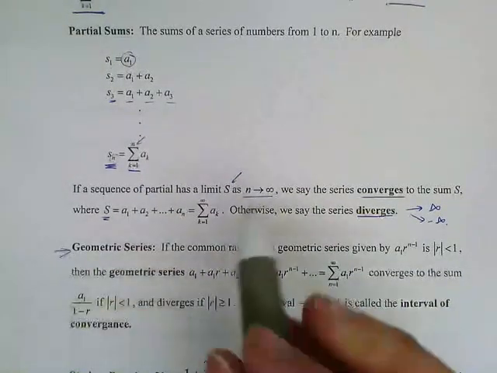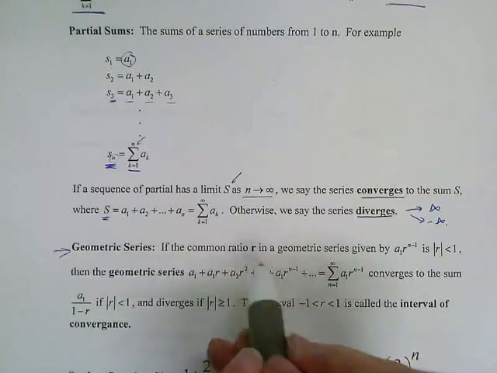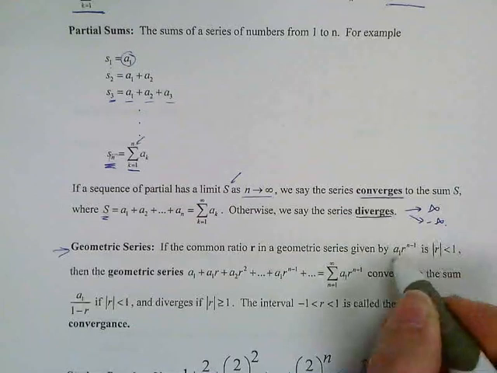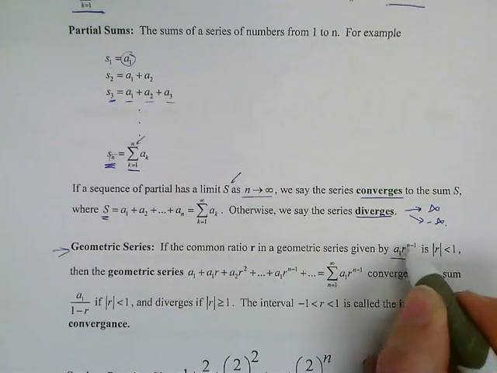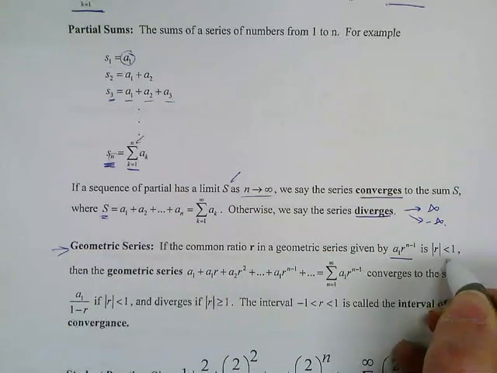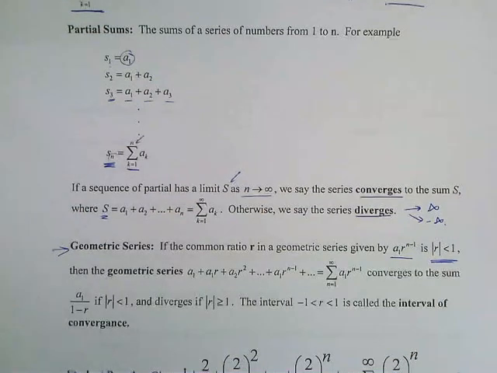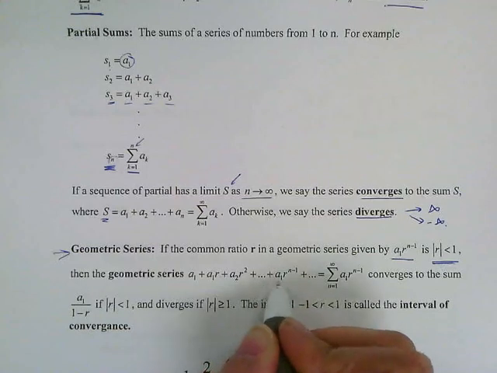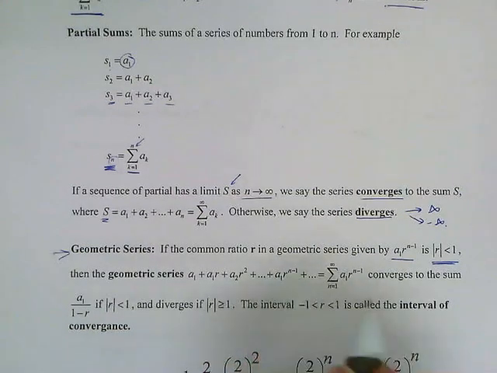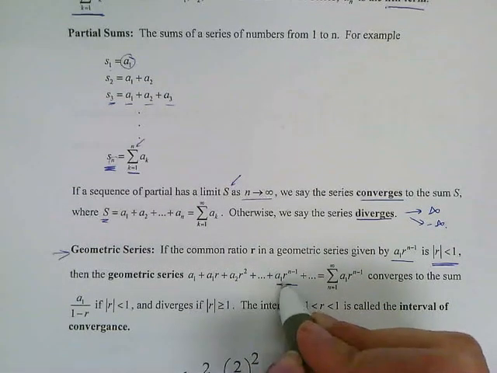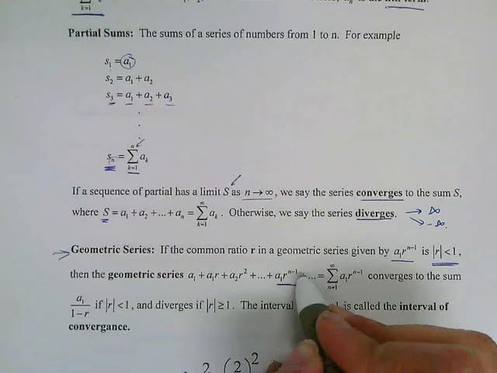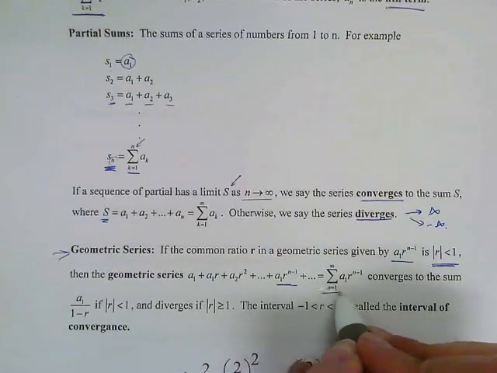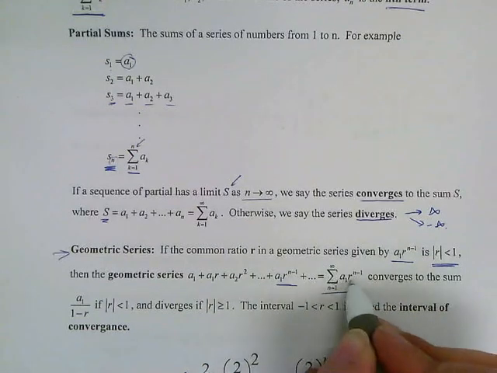A geometric series. If a common ratio r in a geometric series given by this formula, a1, the first term, r to the n minus 1, and the absolute value of r is less than 1, then the geometric series, which is a1 plus a1 times r plus a1 times r squared plus a1 times r cubed plus a1 times r to the fourth, plus the nth term, which is a1 r to the n minus 1, is written in this form: the sum from n equals 1 to infinity of a1 r to the n minus 1.